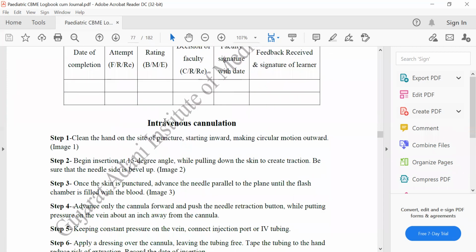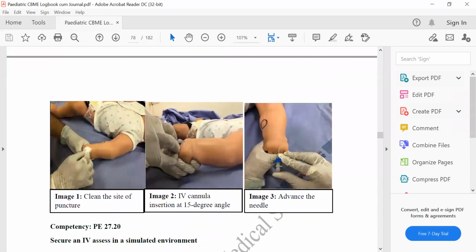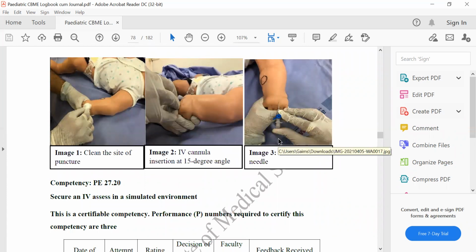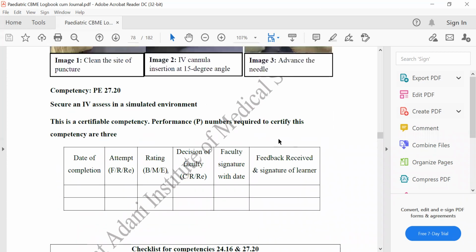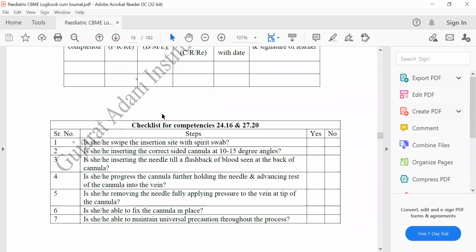Similarly for perform the IV cannulation in a mannequin. These are the steps of IV cannulation, and these are some of the pictures of how the student will perform the IV cannulation. So these are some of the basic steps. Now, secure an IV line in a simulated environment. For both these competencies, both are certifiable, I have mentioned a common checklist.